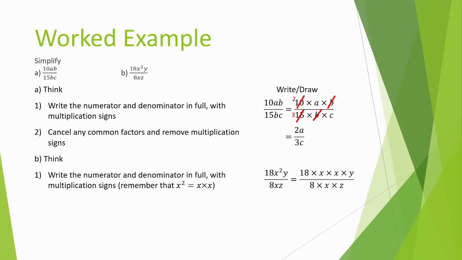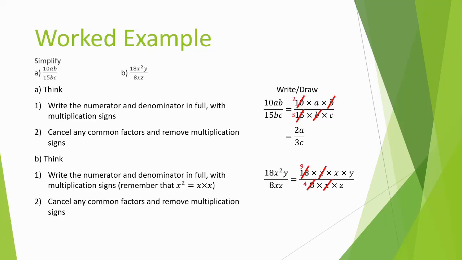So for question B, again, let's expand it out, and this time let's expand out that squared. So I've got 18x squared y over 8xz, and when we expand it out, we get 18 times x times x times y, and then we can divide that by 8 times x times z. Now we can cancel out the common factors and remove those multiplication signs again. So let's go through. I can cancel 1 x from above and 1 x from below. I can't cancel that second x because there's only 1 x in the denominator and 2 x's in the numerator, so only one of those x's gets cancelled.